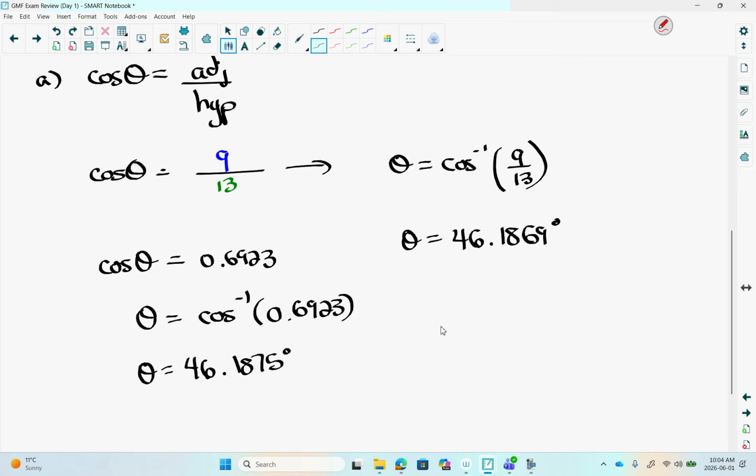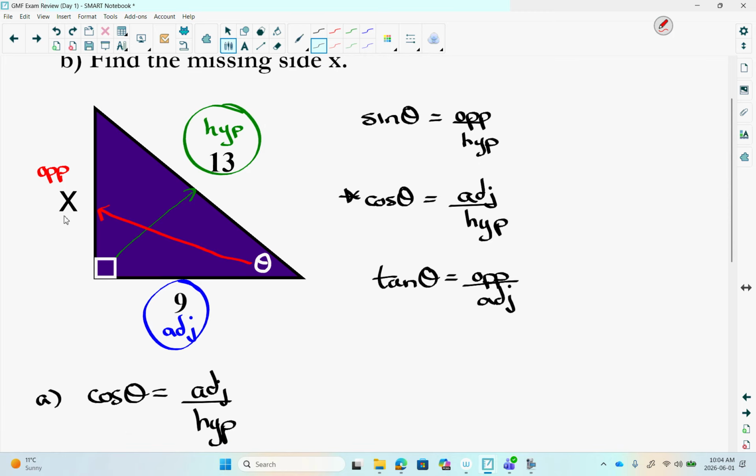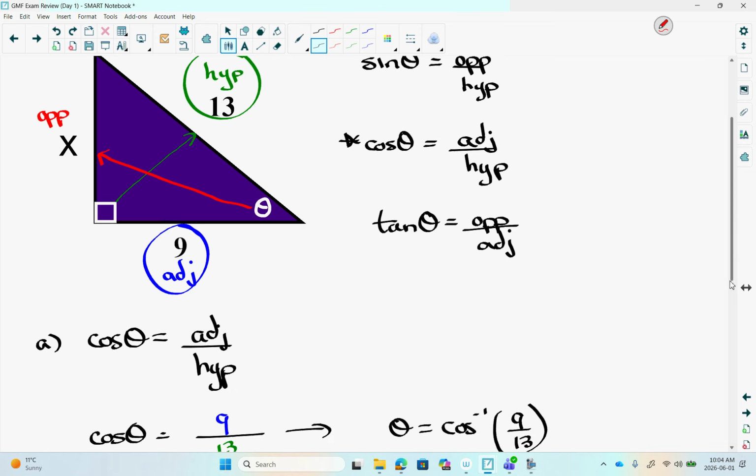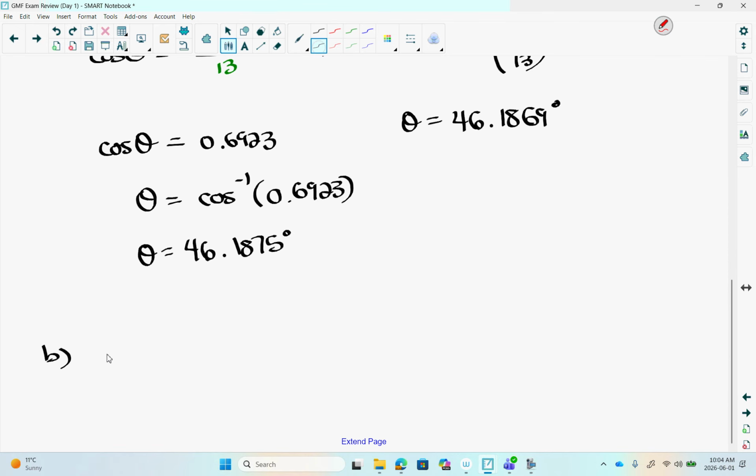Cool? How do you do part B? How do I find the missing side? How do I find x? C squared minus b squared equals a squared. Okay, or you could just go with the regular Pythagorean theorem. A squared plus b squared equals c squared.